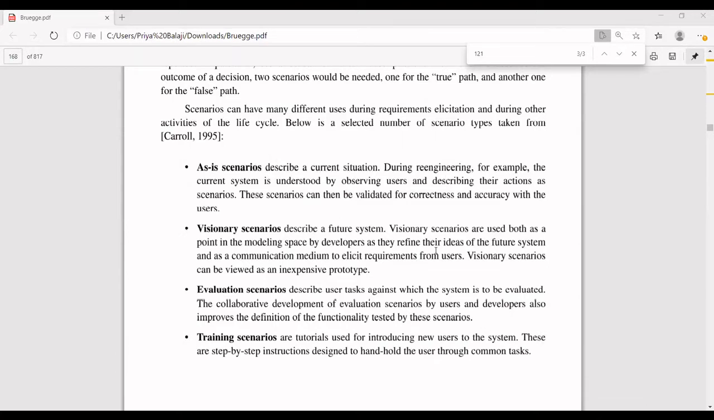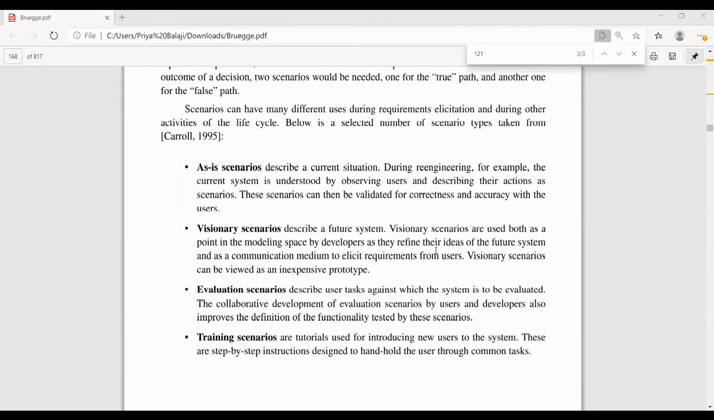So these are the different types of scenarios. During your requirement phase itself, you have to decide whether it is access scenarios you are going to do, or visionary scenarios, or evaluation scenarios and training scenarios. These will be there for all types of projects, whether you are going to do it from scratch, or you already have a certain project and you're adding extra features to that. So everywhere you will have an evaluation scenario and training scenario. So you have to define whether it is a visionary scenario or access scenario.